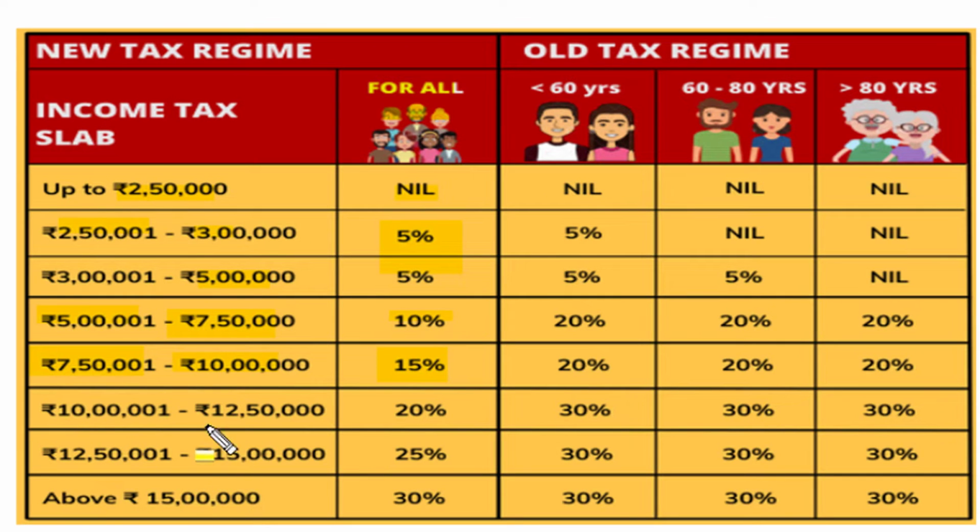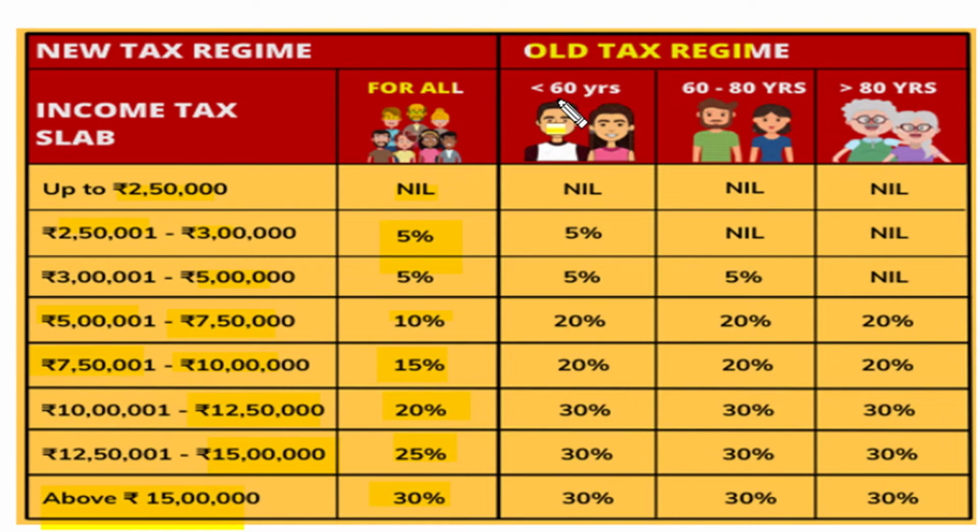From 10 lakh to 12,50,000, the rate of income tax to be levied and recovered is 20%, and for income above 12,50,000 up to 15 lakh the tax rate is 25%, and for all income above 15 lakh the tax rate charged would be 30%. In the old tax regime, there are three categories.